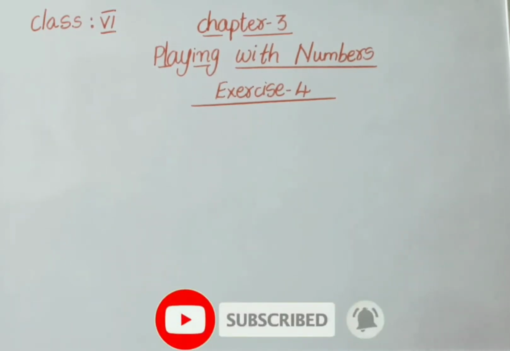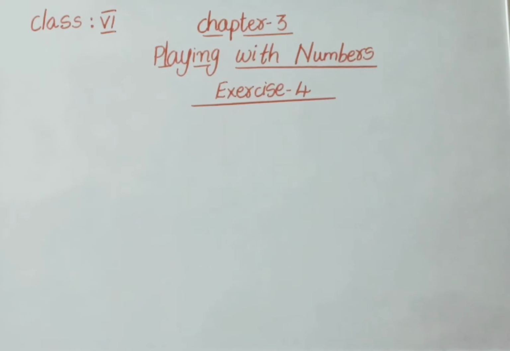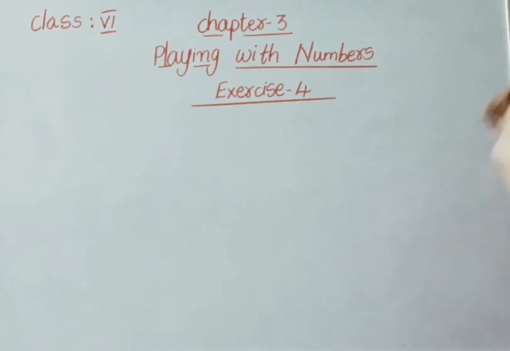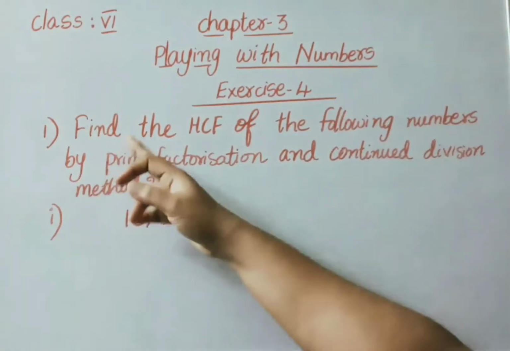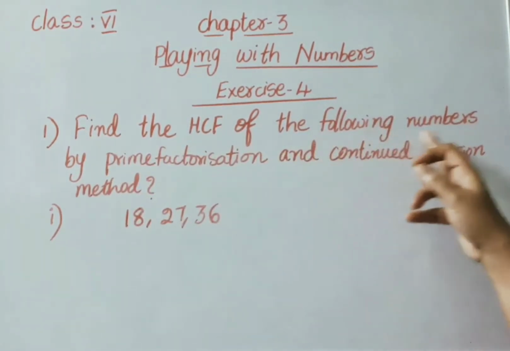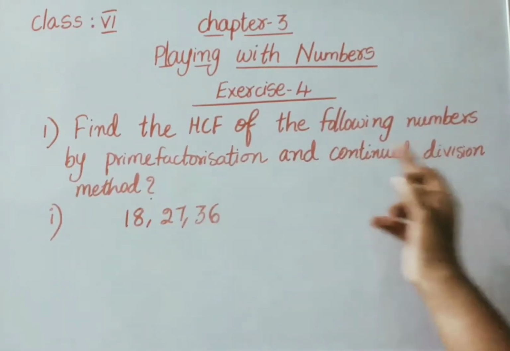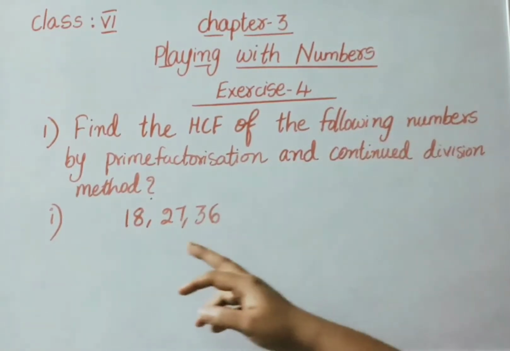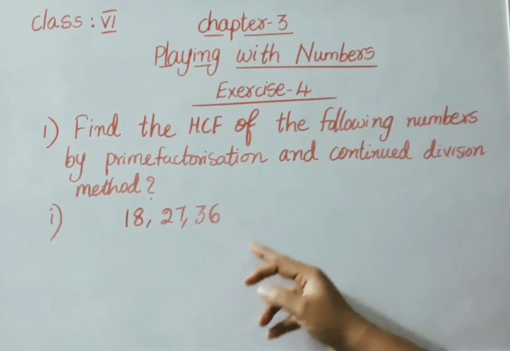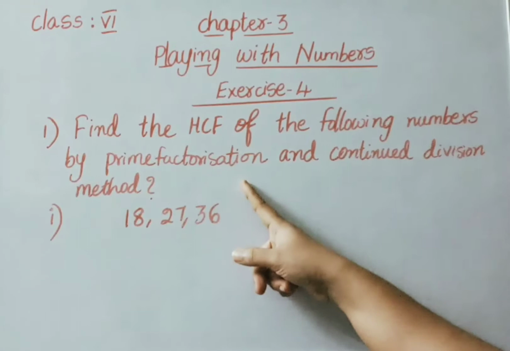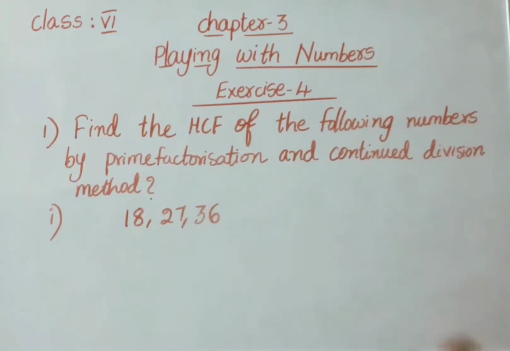Today, I'm going to explain Class 6 Chapter 3 Playing with Numbers, Exercise 4. See now first sum, find the HCF of the following numbers by prime factorization and continued division method. See the first sum 18, 27 and 36. We are going to solve this sum by using first method, that is prime factorization method. Let us see the solution now.